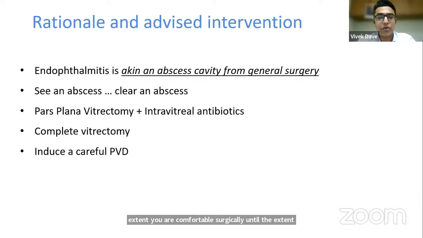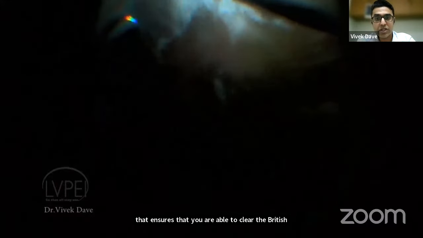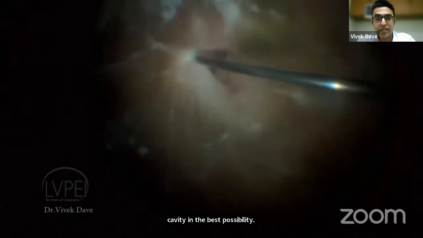And as and when possible, in each case, I think with today's instrumentation, one should attempt to induce a careful PVD. And if you are able to detach that posterior hyaloid of the retina, nothing like it, that ensures that you are able to clear the vitreous cavity in the best possible way. So, just a surgical video explaining what I said.